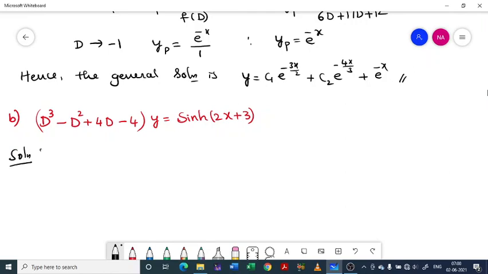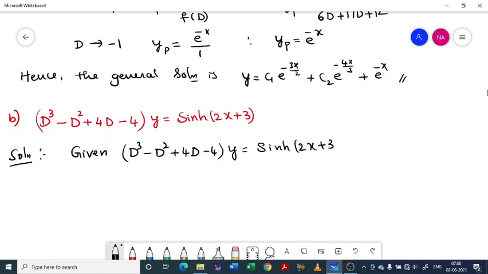Given D cube minus D square plus 4D minus 4 into y equal to sinh of 2x plus 3. Here there is no need to write again, where D stands for d by dx, because the given equation is already in terms of capital D.